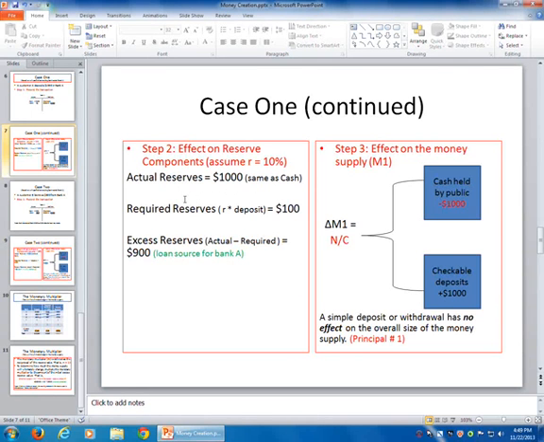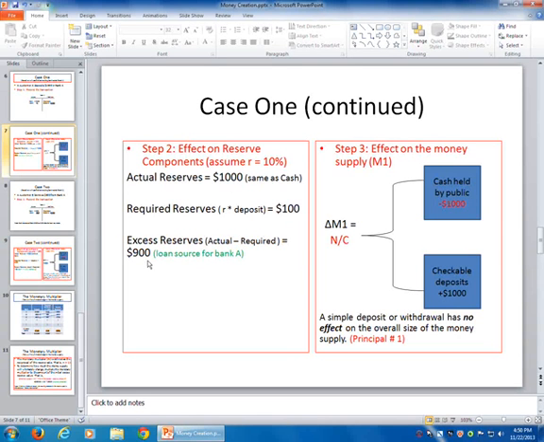Required reserves is how we calculate the amount of a deposit that goes into the required reserve pool. To do that, you take the required reserve ratio, little r, which in this case is 10%, and multiply it times the deposit. So I take 10% times the deposit of $1,000. $100 would go into Bank A's required reserves. Now the excess reserves is simply the actual reserves minus the required reserves. If actual reserves are $1,000 and required reserves are $100, the difference is $900, and that will go into Bank A's excess reserves.